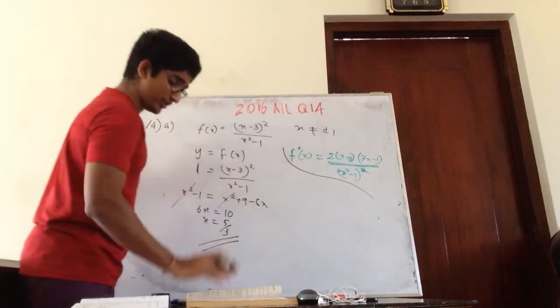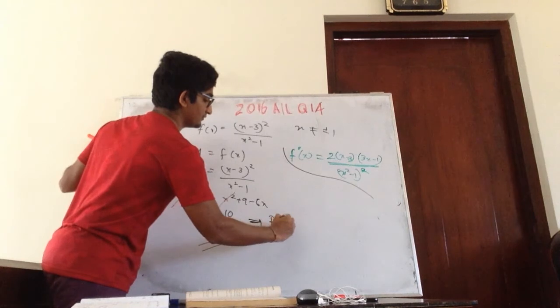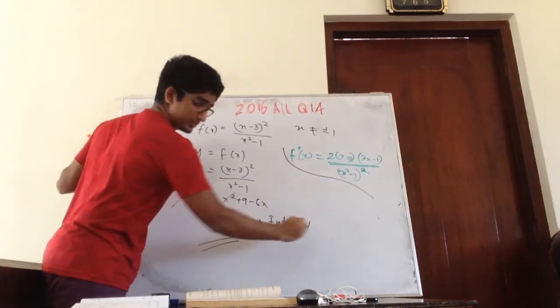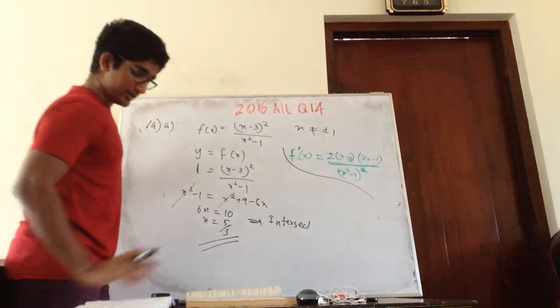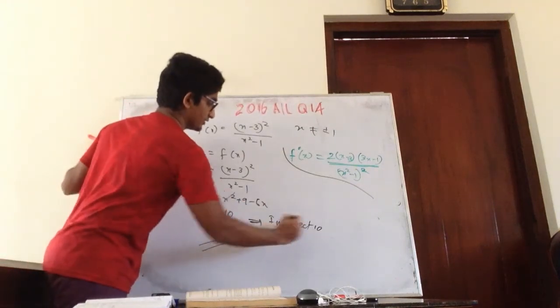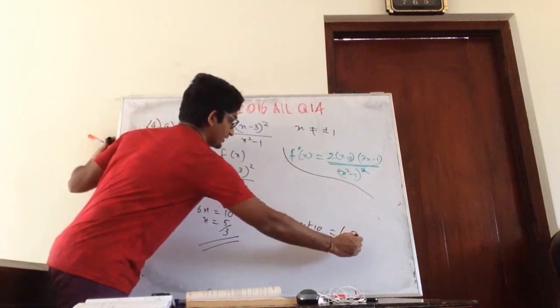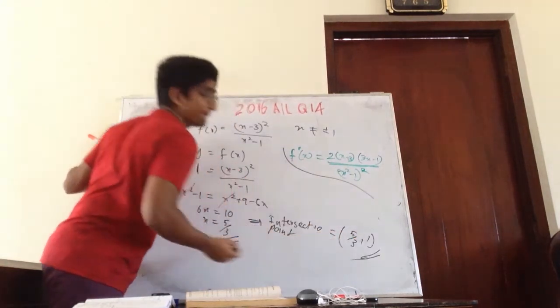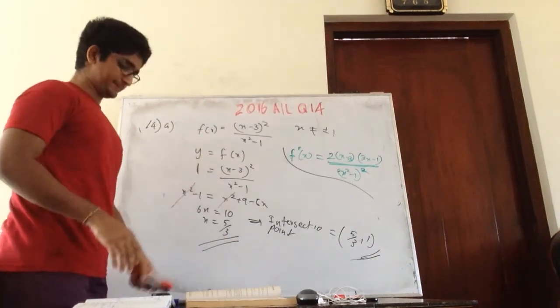So the intersection point will be (5/3, 1). Correct, no? Right? So, yeah.